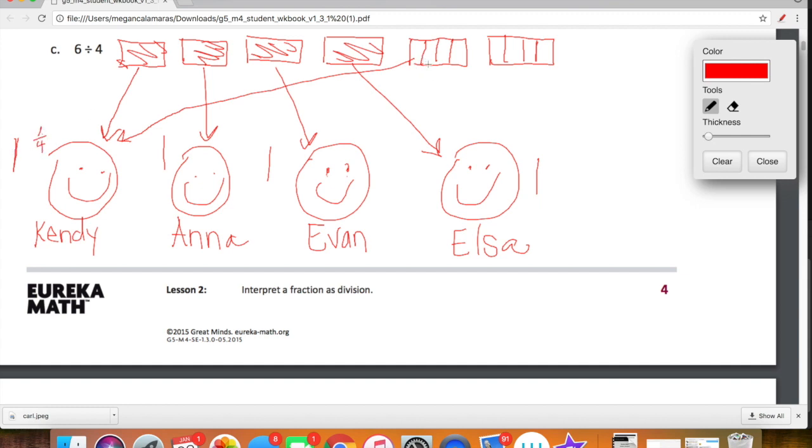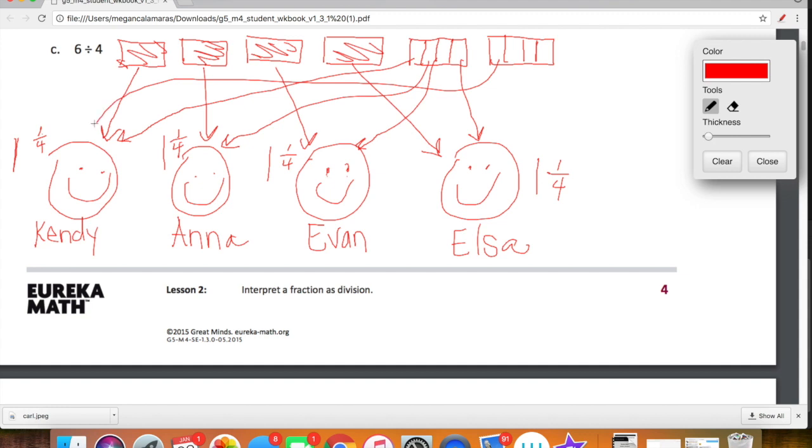And then Anna gets a 4th. So we'll keep track of what we're handing out here. And then Evan gets a 4th. He's really excited about that. And then Elsa, a 4th for you. Okay, cool. And then we still have this graham cracker to hand out.